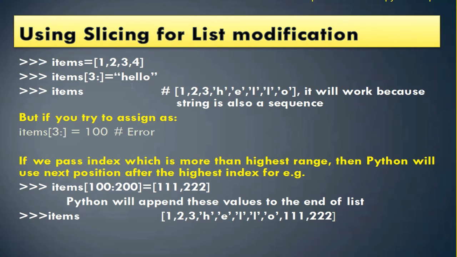The fourth will be replaced, because from whatever index is mentioned to the last number minus 1 it will show. Like 3 is shown, so 3 minus 1, up to the second element it will show, and then the last element, hello, is added over here. Now if we pass an index which is more than the highest range, then Python will use the next position after the highest index. For example, items[100:200]: Python will append these values to the end of this list. See, this list is appended to the last list.